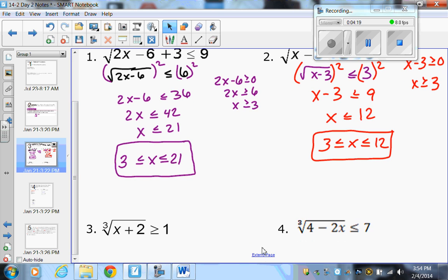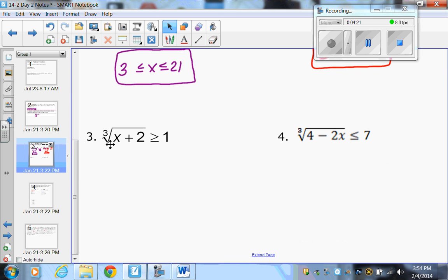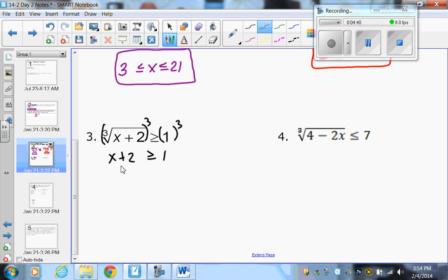Let's try another one. Now we have that the cube root of x plus 2 is greater than or equal to 1. In order to get rid of this cube root, since there's no multiplication or addition or subtraction to the whole thing, we can just cube each side. So that's just going to give me x plus 2 is greater than or equal to 1. Opposite of adding is subtracting. So that gives me x is greater than or equal to negative 1.